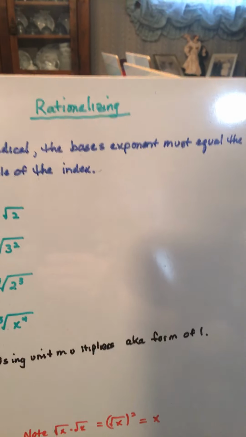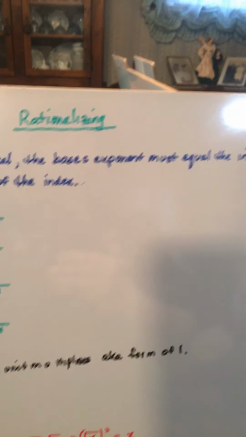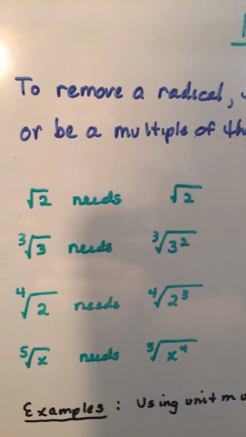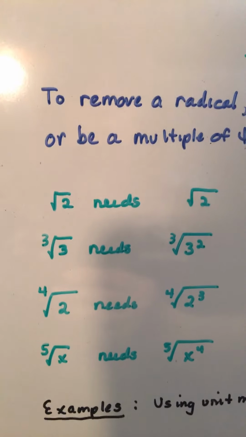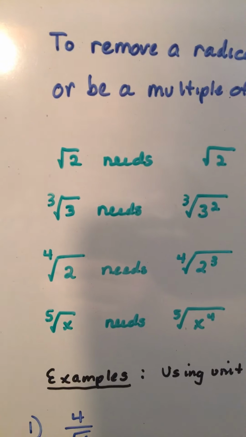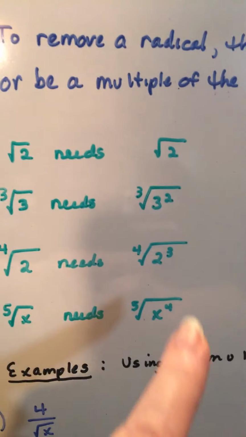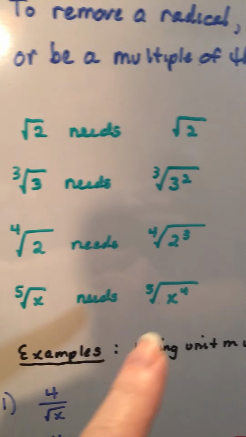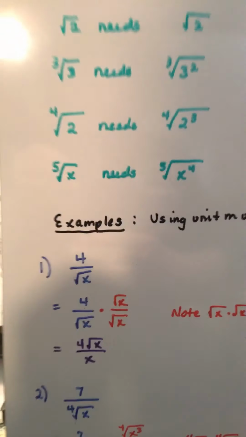We need the exponent to be a multiple of the index. So a square root of 2 needs a square root of 2. A square root of 3 needs 3 of those 3's. Fourth root of 2, I need 4 2's, so I need 3 more. The fifth root of x, I need 5 of the x's, so I need x to the fourth.